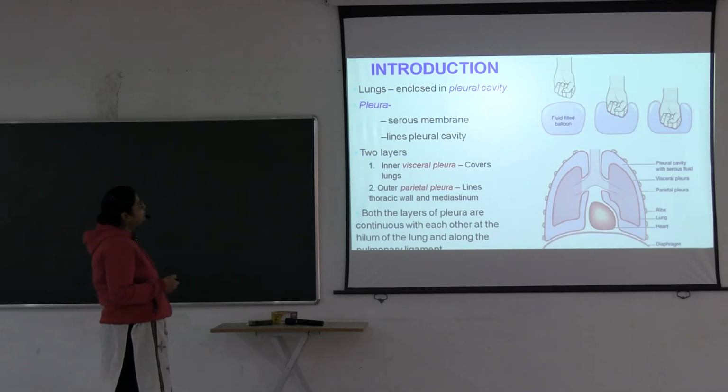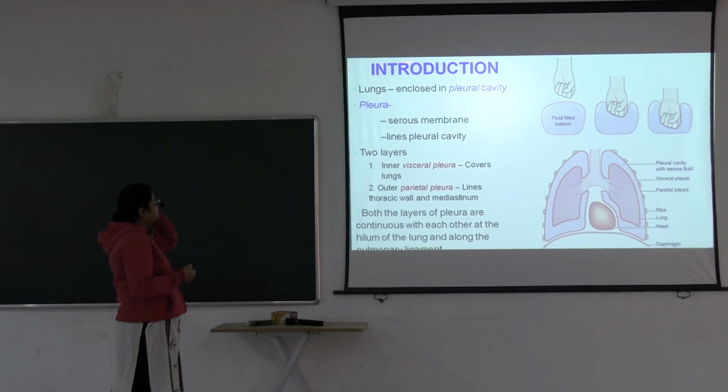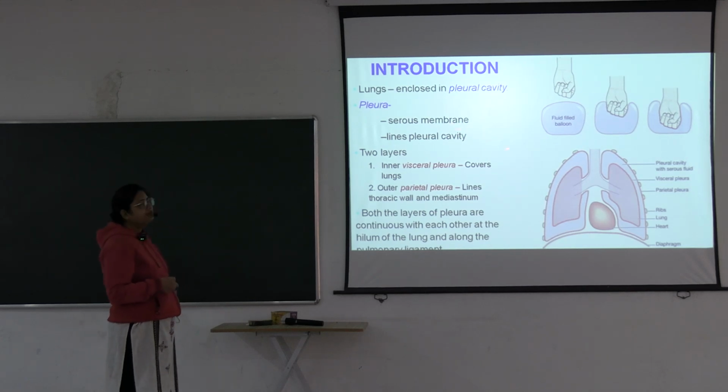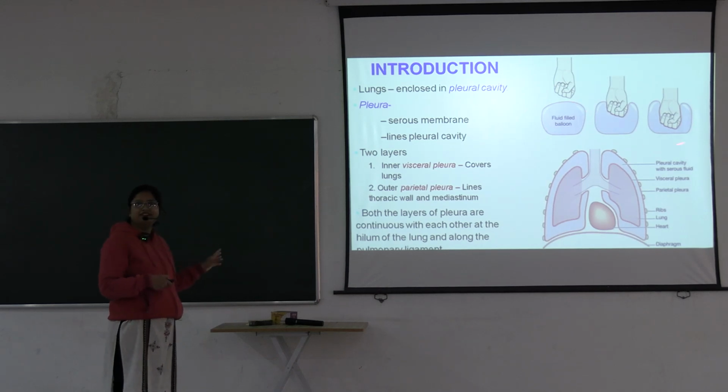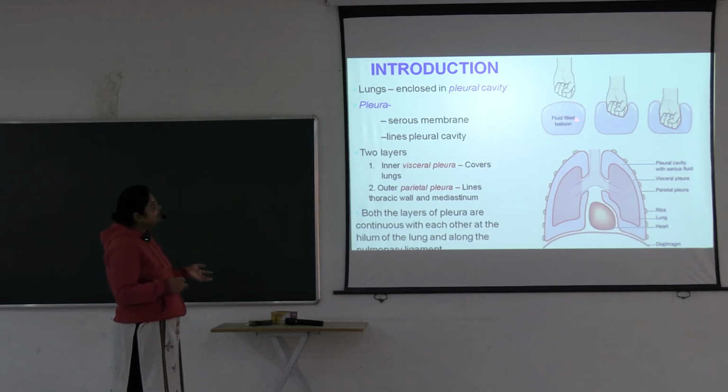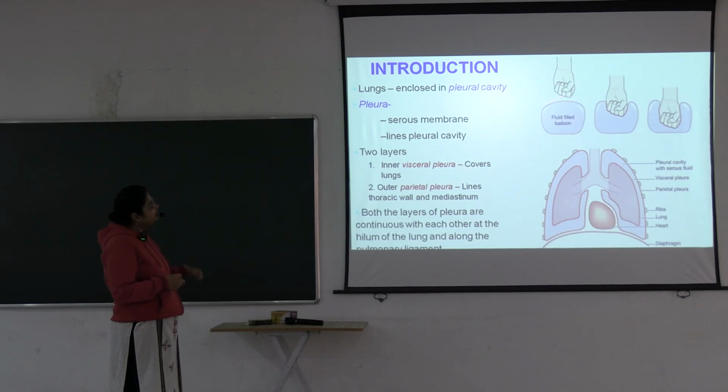So lungs are enclosed in the pleural cavity, and pleura is a serous membrane which lines the pleural cavity. Okay, so here the hand is representing the lung, and it is invaginated into this fluid filled balloon like structure. This represents the pleura. So if you push the hand through the fluid filled balloon, this balloon will surround the hand like this. So this membrane-like structure is representing the pleura. So here is the lungs surrounded by the pleura.